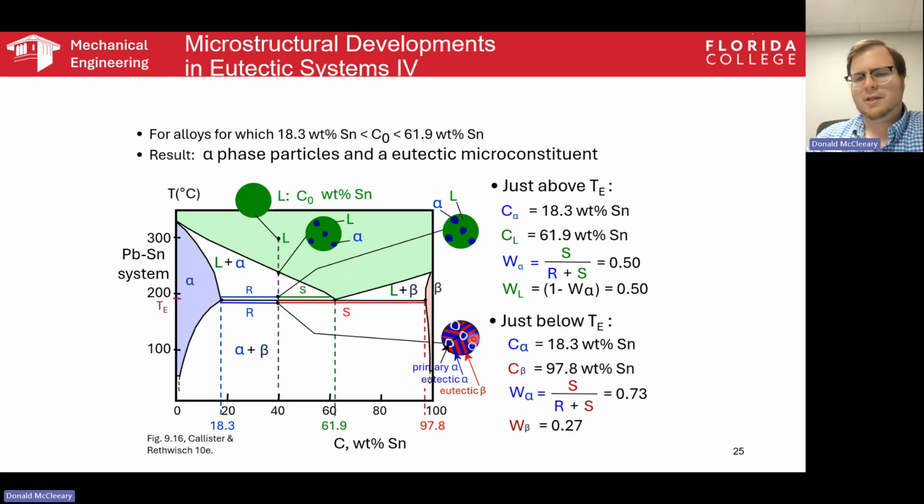And here are those little globules that I'm talking about. So we've got our primary alpha and our eutectic alpha. So we're actually going to be differentiating between the two of those, right? Our eutectic alpha and our primary alpha have two different structures, two different microstructures. Our primary alpha is those globules.